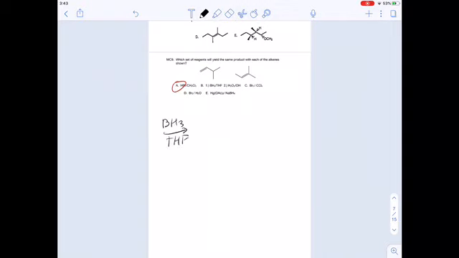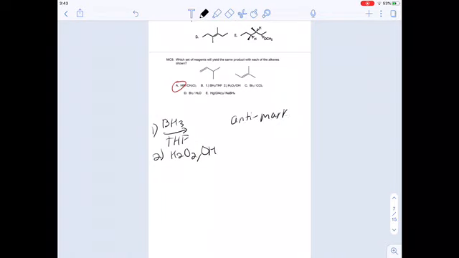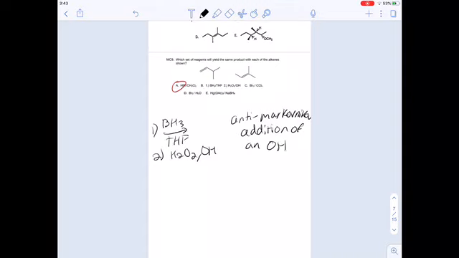BH3 over THF as your first step, and your second step H2O2/OH. This is going to be your anti-Markovnikov addition of an OH with no rearrangements.